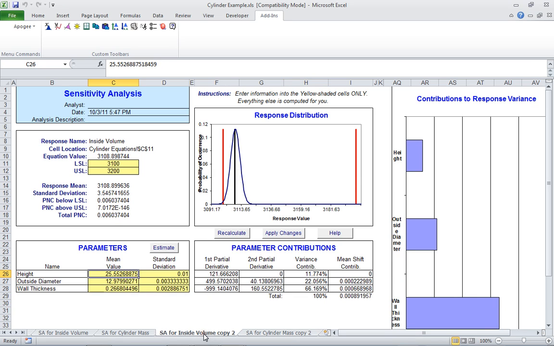For the inside volume, we see that we're not very well centered, so we may want to go back and possibly re-examine this specification, re-examine other conditions for the design. We do have a PNC of about 0.6%, which is certainly compliant with our 1% objective, but we could probably do better if we could center this response up within the specification limit. So maybe different ranges for the parameters, maybe re-examine whether the spec is even correct that we're working with. So let's give you a chance to evaluate those conditions.